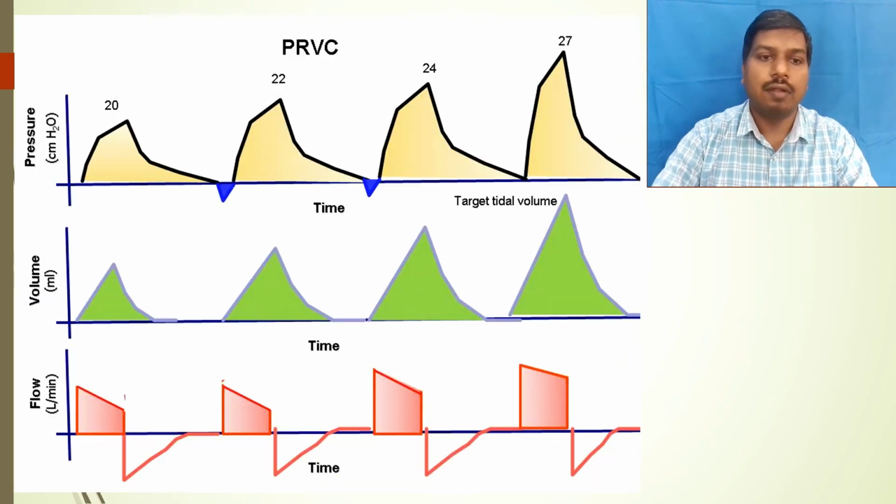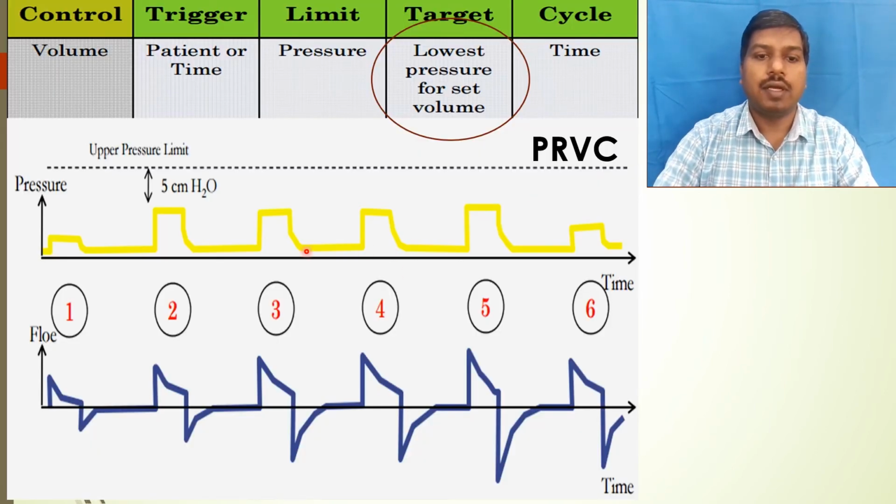As you can see, as the tidal volume delivered is low, it increases the pressure slowly and finally reaches the tidal volume. And if the tidal volume is adequate, it tries to reduce the peak pressure, the pressure support also. So here you can see that as the tidal volume delivered is adequate, it again reduces the pressure support. So the target of this mode of ventilation is to achieve the lowest pressure to deliver the set tidal volume.